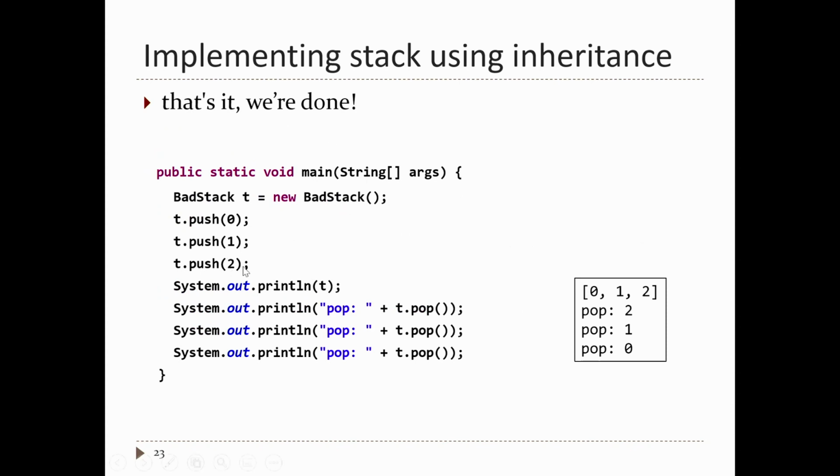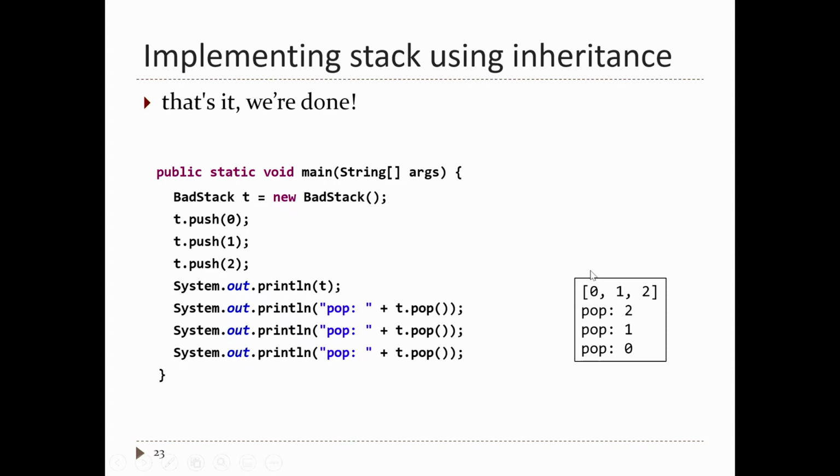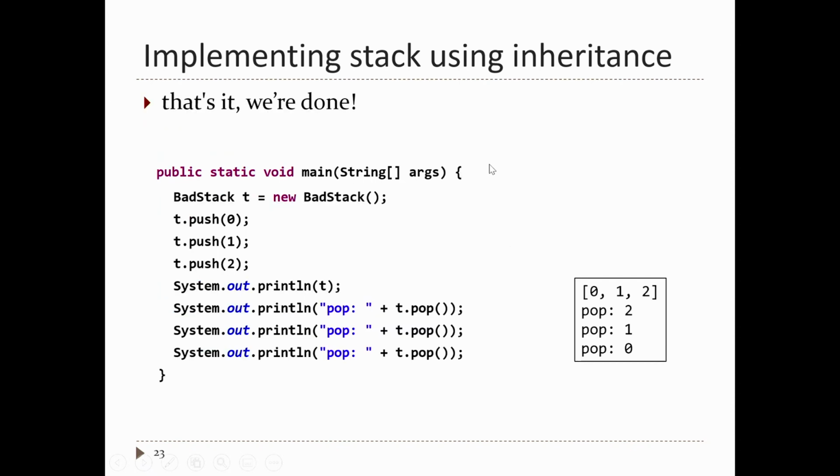I can push 0, 1, and 2 onto the stack, right? So 2's on the top, 1's second, 0's on the bottom. I can print the stack. This is cool. Look, so I can print the stack even though there's no toString method, right? I haven't defined toString for stack, but I can still print it and I still get something sensible, right? What do I get? I get the toString version of array list, right? I get it for free because bad stack extends array list. So that looks pretty cool, right?